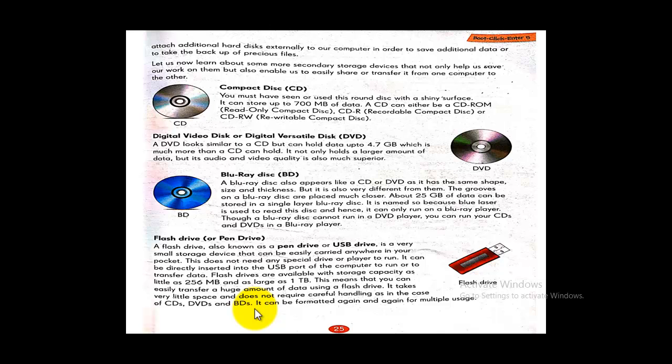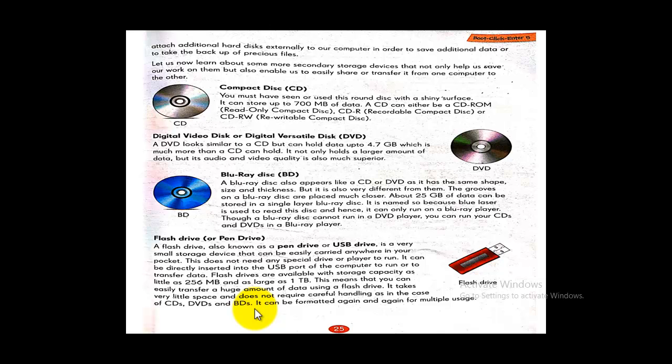Flash drives hold a huge amount of data quite fast, compared to CD, DVD and BD. But these three things need careful handling. So next comes a pen drive or a flash drive, which doesn't need any careful handling. We can put it in a pocket and carry it around.